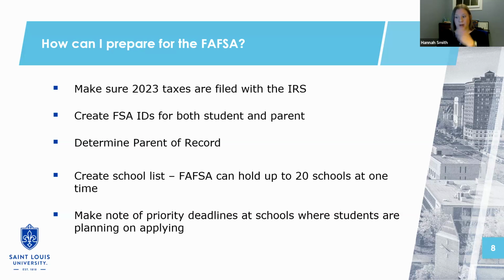And then, as we've talked about before, make note of those priority deadlines at the schools that your student is looking at. If it's February 1 for one school and then March 1 for another school, just make sure that it's filed by the earliest possible priority deadline, and then you're good to go for all of those schools that you're looking at.